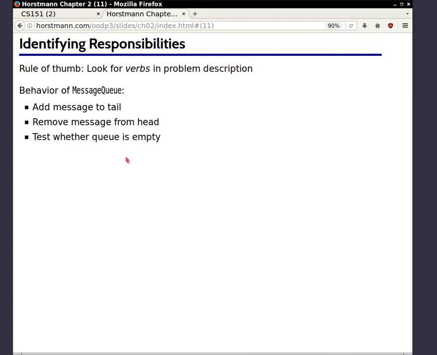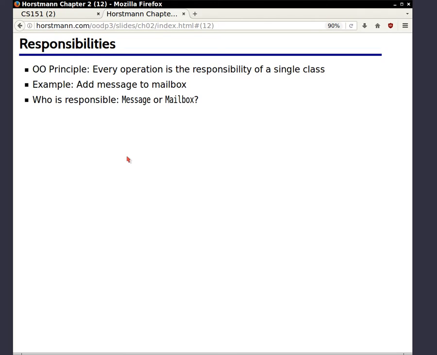And so the first rule of thumb is you look for verbs in the problem description, and that gives you some kind of a responsibility. So here we have adding and removing, and that gives you a responsibility of something. Then, as we've just gone through this exercise, you still have to figure out who is responsible. And that is probably the hardest part of them all. So let's say that you know that someone needs to add a message to a mailbox, and then you still need to figure out who is it. Let's see if I have a pen.